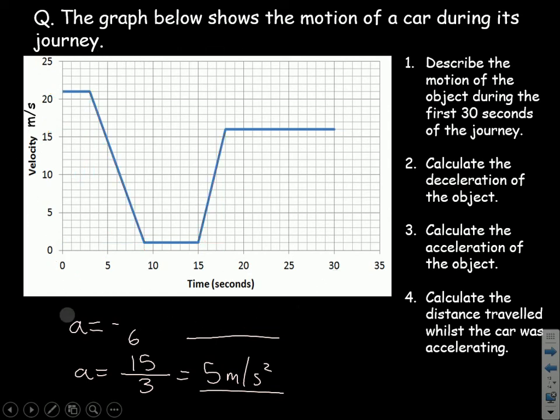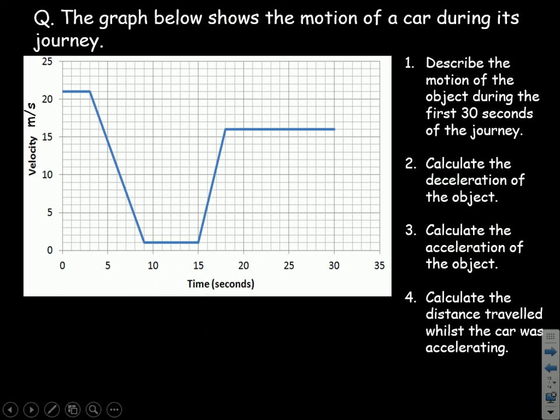And you can quite easily lose lots of marks on this just because you don't read the question carefully. So very carefully read it. It does say whilst the car was accelerating. So they don't want you to work out the entire distance travelled, simply from this point to this point.